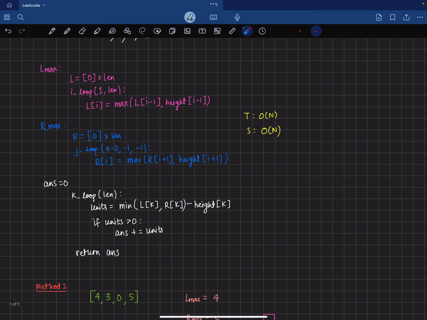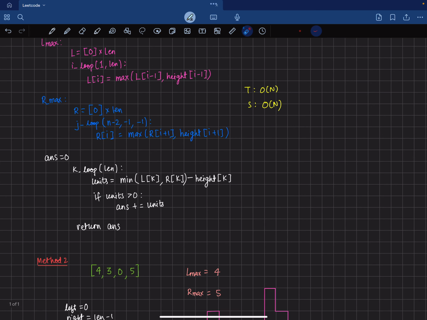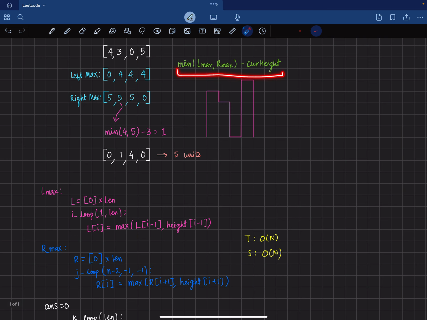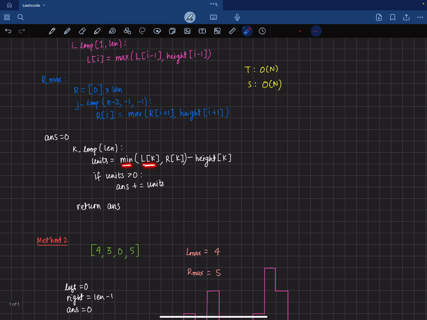Once my left max and right max are computed, I will iterate over the array one final time. But before I do that, I will have a value answer equal to 0. And I will run a loop across the entire array. And then I will compute the units. How? Using the same equation above, which should have been pretty obvious now. Minimum of left maximum and right maximum at the index k, because I'm iterating at index k.